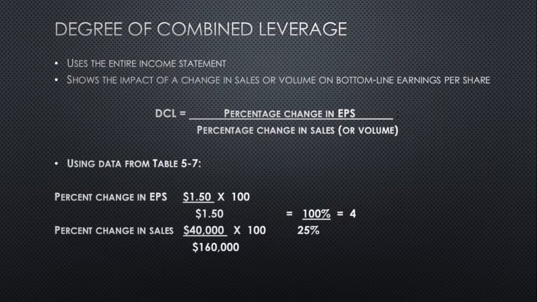Degree of combined leverage. Use the entire income statement. It shows the impact of a change in sales or volume on bottom line earnings per share. Degree of combined leverage is the percent of change in EPS over percent of change in sales or volume. Using data from table 5-7, you can see the percent of change in EPS and percent of change in sales, which will give you a total of 4 as your degree of combined leverage.